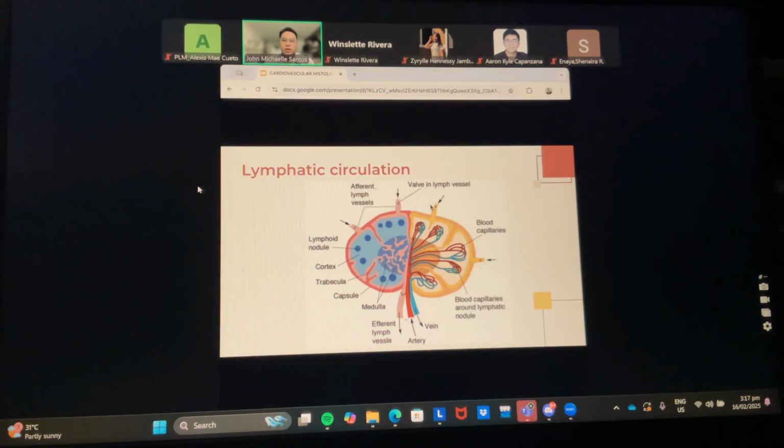In your right side naman, this depicts now the flow of blood. Sa left side, this is the flow of lymph fluid, again, afferent to efferent. And then dito sa right side, this is the blood circulation. So you can see here that there is a small artery and vein that enters both in your hilum. Okay? So parehas si vein and artery, papasok sila dyan, and then it will give now the blood supply of the entire lymph node.